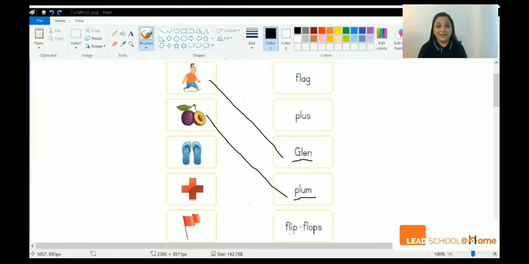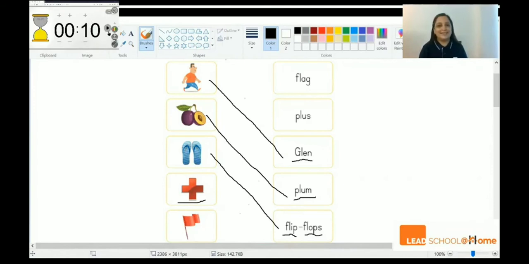Did you find the word? Yes, flip-flops. So let's connect the picture of flip-flops with the word. Now tell me, what is this? Yes, this is plus. Now think of the blend and letter sounds yourself and point at the word. I'm giving you 10 seconds to think of the blend and the letter sound and point at the word.